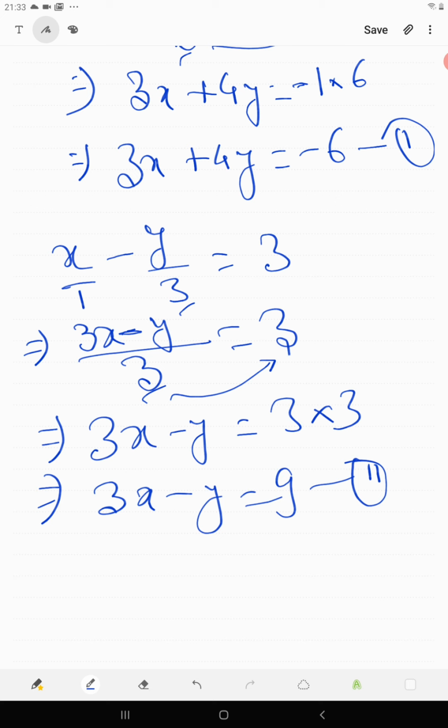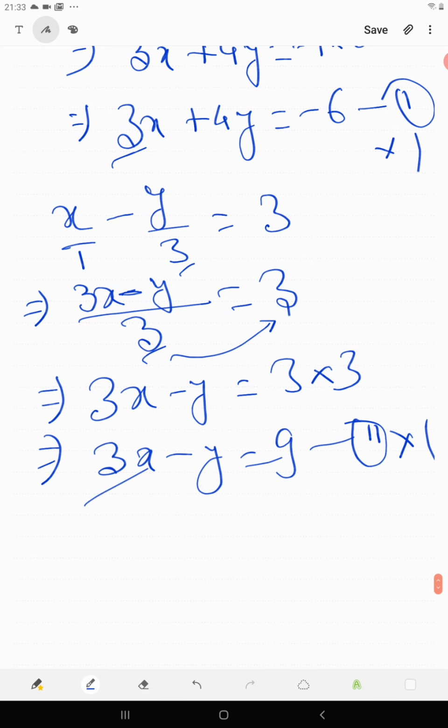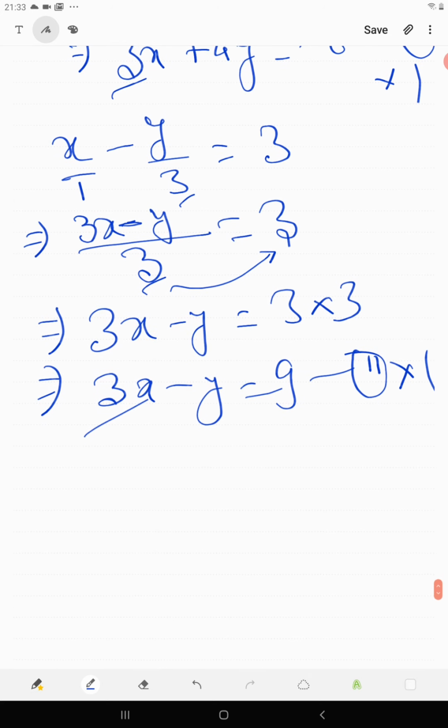Now see equation 1 and equation 2. Nothing to multiply, frankly speaking, because here 3 and 3 are the same. So I'm not going to multiply anything. If you want to solve for y, then you need to multiply equation 2 by 4 and equation 1 by 1. But I am solving for x, so I will multiply both equations with 1 and get the same equation. So multiply equation 1 with 1 and equation 2 with 1, because I already have the same value for x.